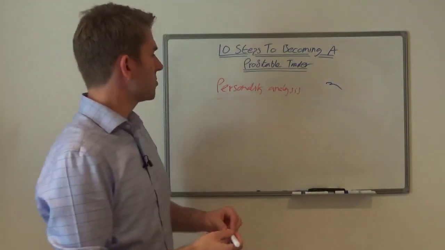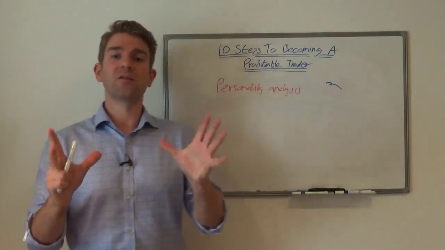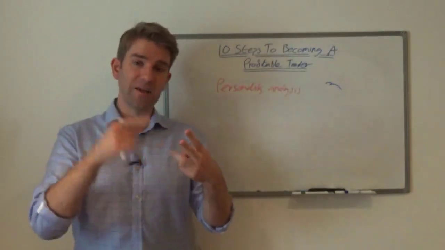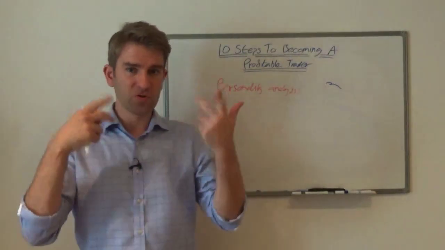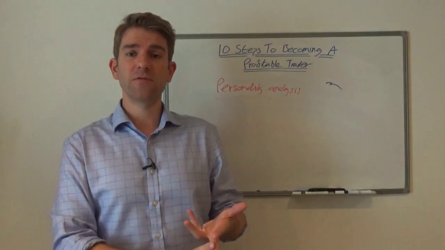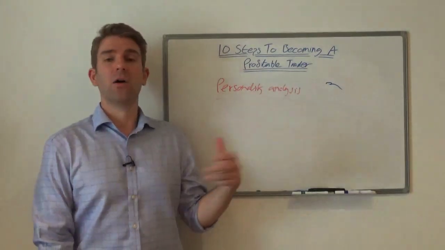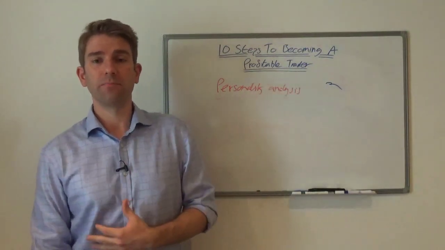That's better. Okay, so personality analysis. We need to look at ourselves objectively. So we've got our journals, we've got our statements, and we've got our thoughts on the best and worst trades. Get rid of the statements for now. Let's just have a look at how we are as a person.